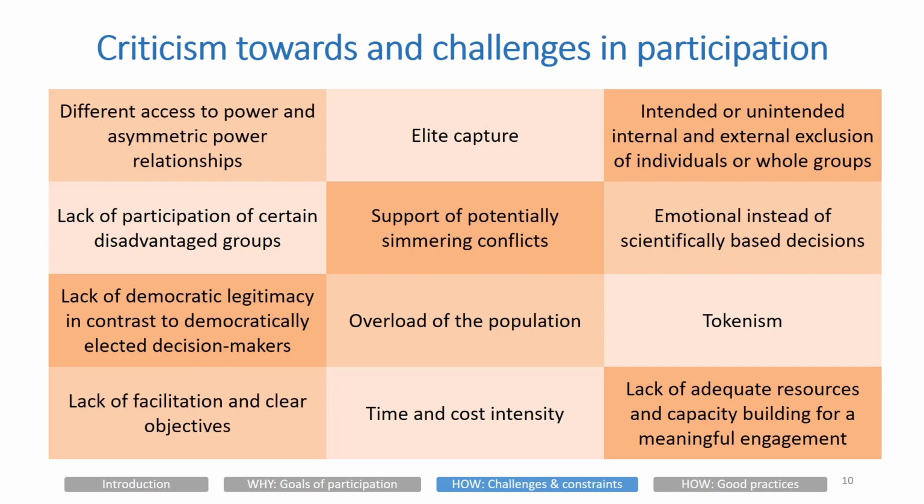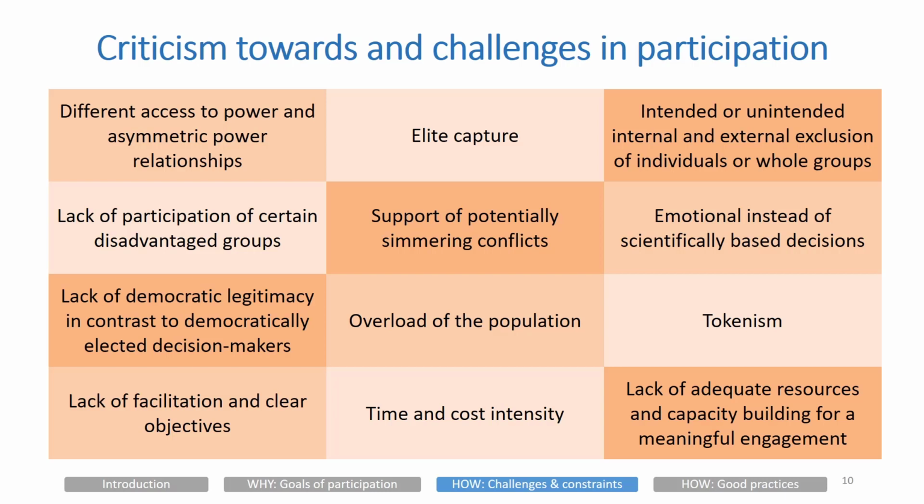For example, there can be different power relations and different access to power, which can also include asymmetric power relationships. And, for example, there can be unwillingness to share power by those responsible for participatory management. This can be a problem. There can also be elite capture, so when processes are dominated, for example, by political or economic elites.